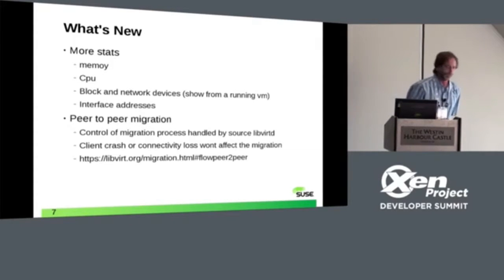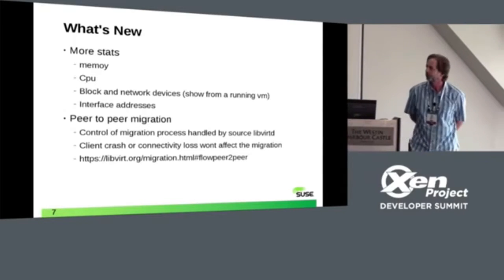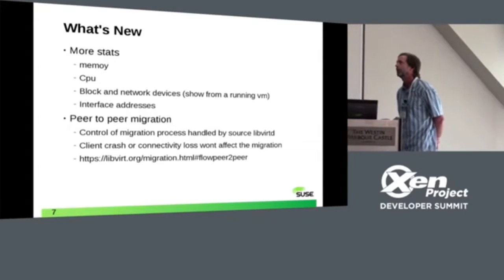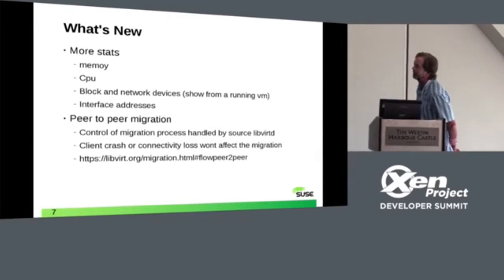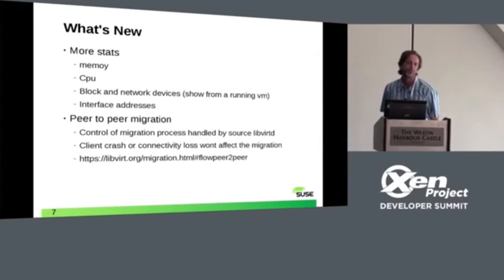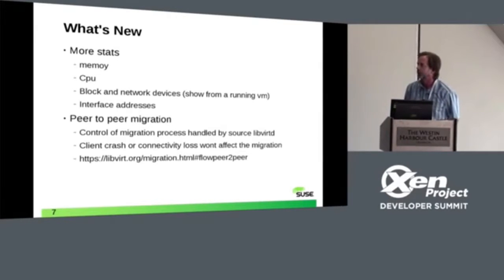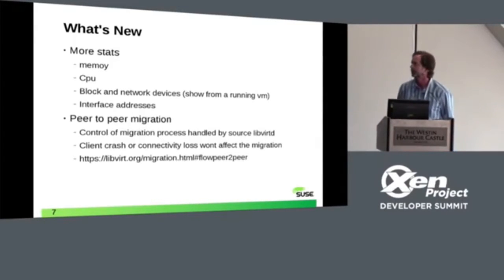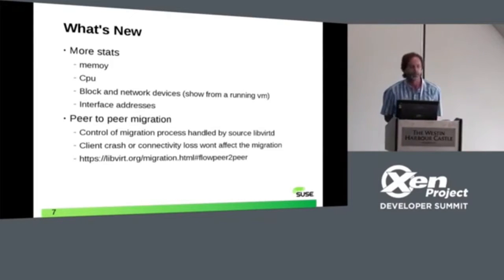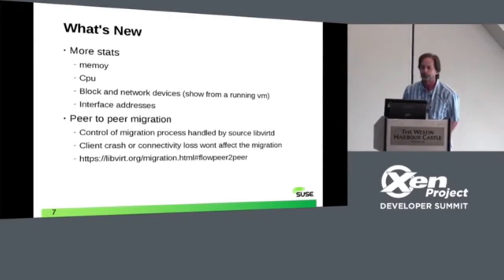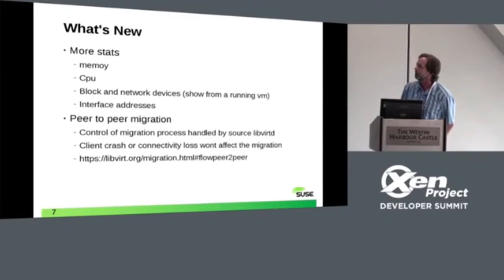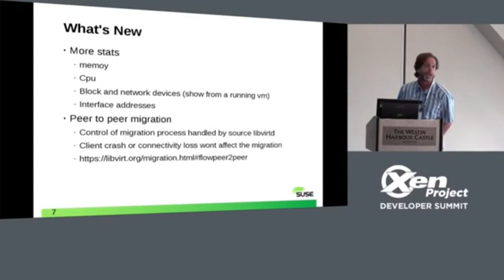These next two items actually were contributions from Joao Martins from Oracle, and he implemented these to provide better support for OpenStack Nova. Nova uses a lot of the libvirt statistics APIs to get memory, CPU, block, and VIF statistics, and that was lacking in the libxl driver, so he provided patches to implement that. It's really cool. And the other is peer-to-peer migration.